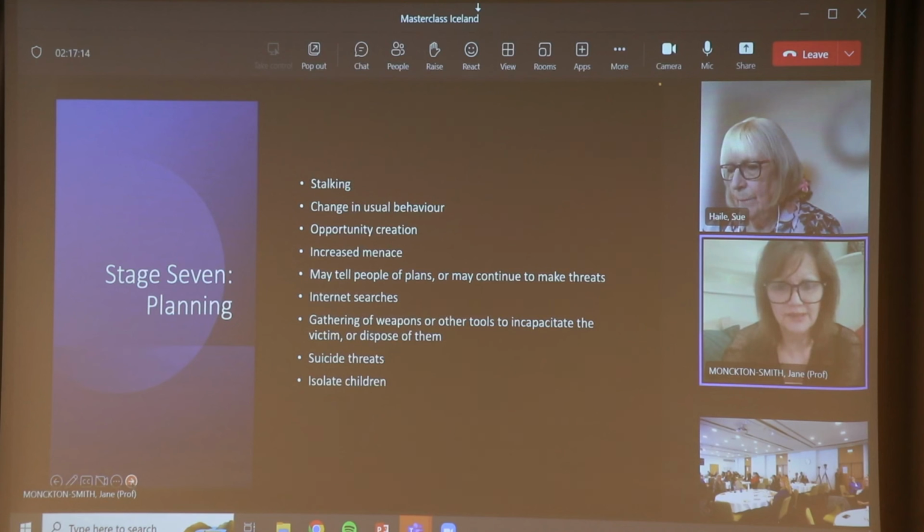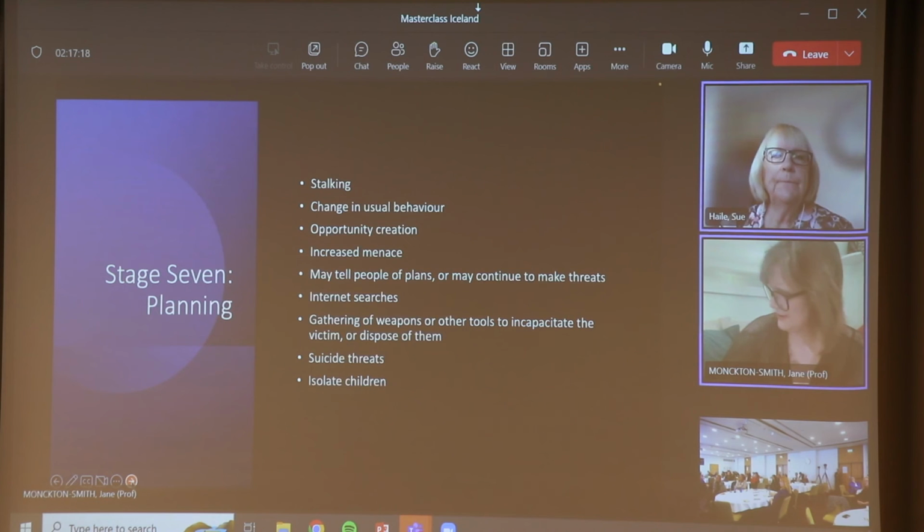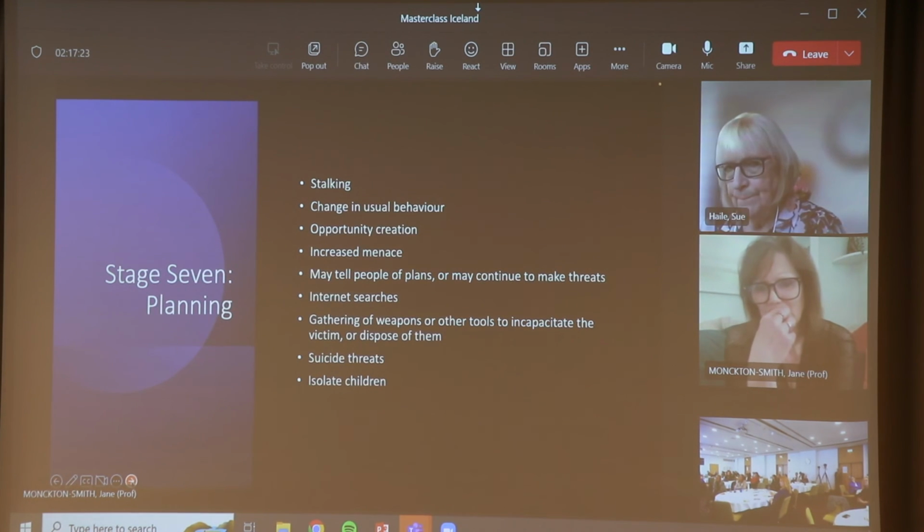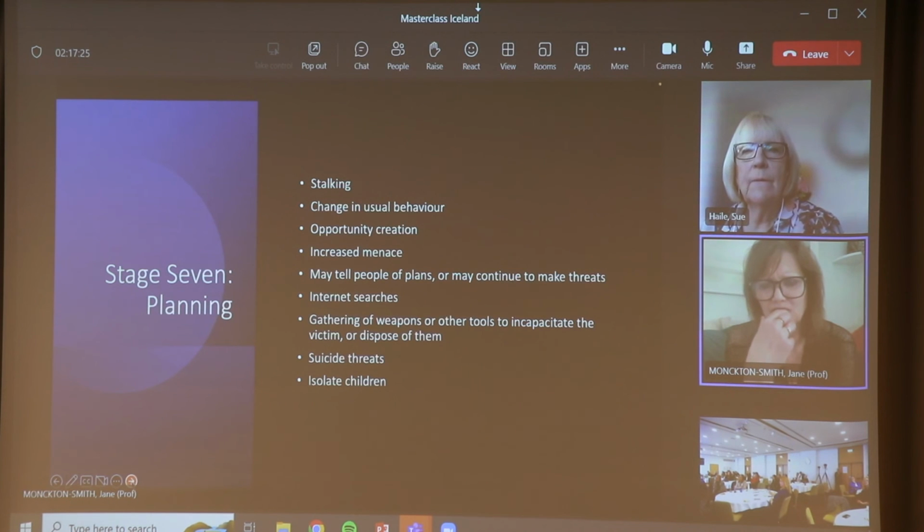Now, we're just going to, are there any cases you particularly want to mention, Sue, around planning? No, I don't think so. I think Rachel's is a bit long, isn't it? It's quite long, but you could shorten it.